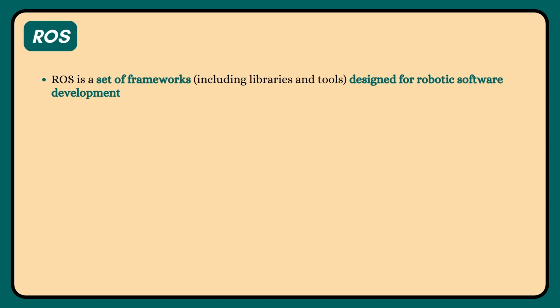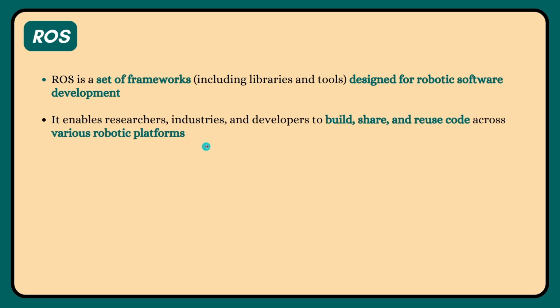Now, ROS can be defined as a set of frameworks, that is including libraries and tools designed for robotic software development, which is used for developing the robots. It enables researchers, industries, and developers to build, share, and reuse the code across various robotic platforms.